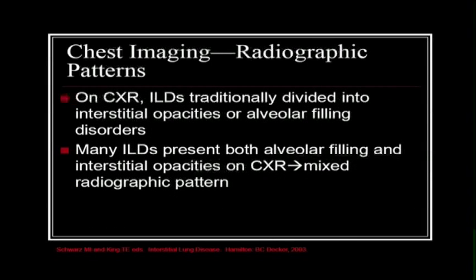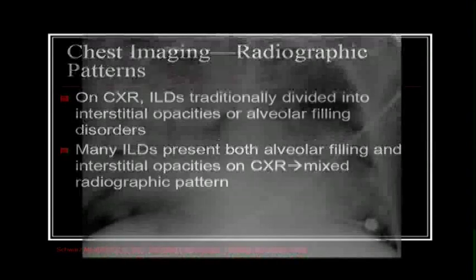On chest x-ray, the interstitial lung diseases are typically divided into interstitial opacities and alveolar filling disorders. A lot of interstitial lung diseases present with both types of findings, and you can have a mixed radiographic pattern. So this is a chest x-ray that, I don't know how well it projects or how well it's reproduced in your handout, that actually shows a typical alveolar filling pattern.